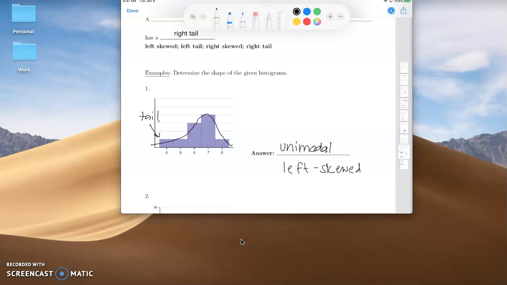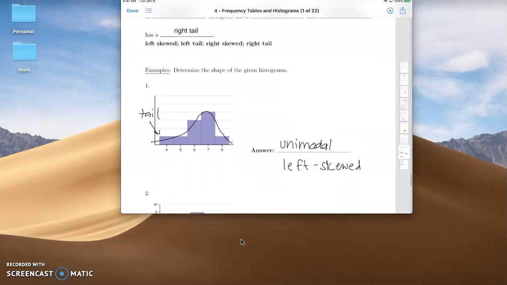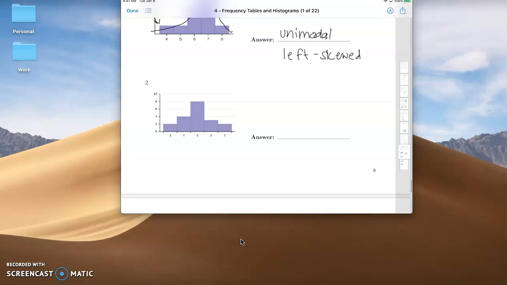Now, that's not the type of distribution or the shape of the histogram. That is the skew of the histogram. So it's important to note that, okay? I'm just adding that in here because it's something that's also part of the discussion. But when they ask for the shape of it, they're asking for unimodal. All right, so this one, we can draw a line down the middle, and it is pretty much the same. That means this is symmetric.